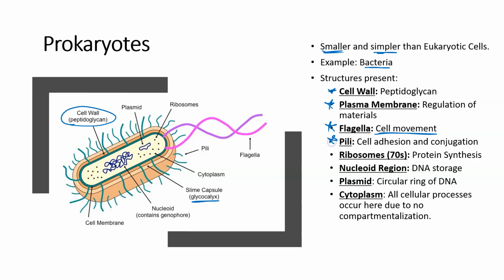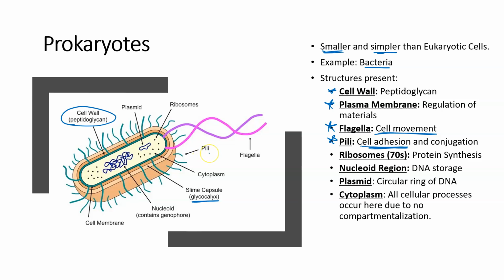Pili are these hair-like projections on the outside of the cell membrane. They extend through the cell wall and the slime capsule if there is one, but they're all about cell adhesion and conjugation. So most of the time, pili are all cell adhesion. These are the things that actually stick the bacteria or the prokaryotic cell to its environment. But there is typically one pili that is more complex and is called the sex pili.